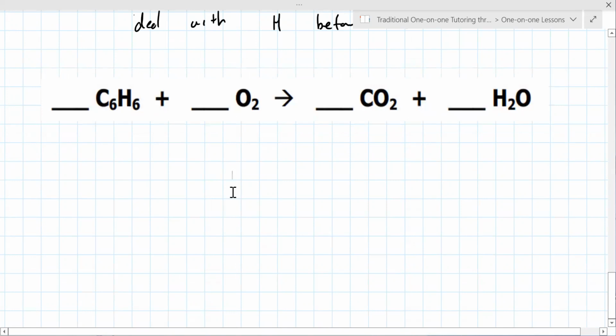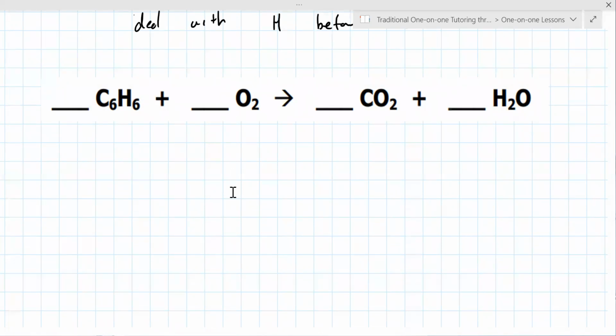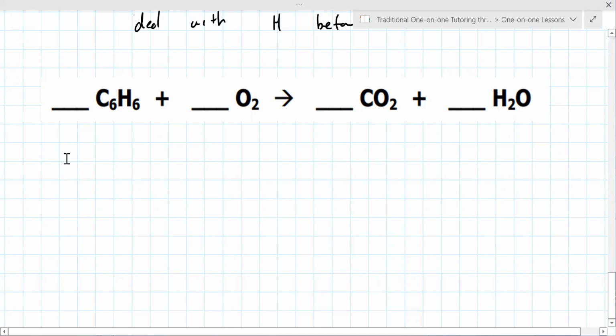Okay, so when you look at this, rule number 1 is, do you see an element that's only in one place on both sides? Like we're looking at in this problem, there's only C, H's, and O's. But you're looking for, see how there's 2 O's in both places? That's what I'm referring to.